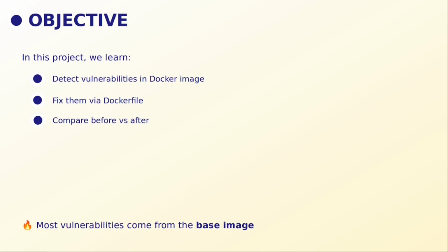The most important idea is that most vulnerabilities do not come from your application code. Instead, they come from the base image. That means even if your code is clean, your system can still be insecure. So choosing the right base image is extremely important.